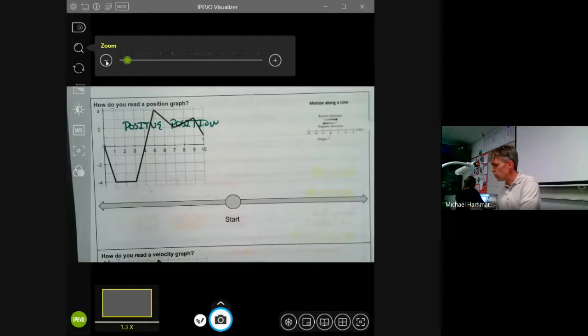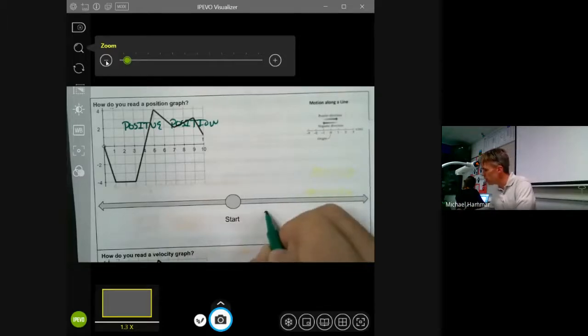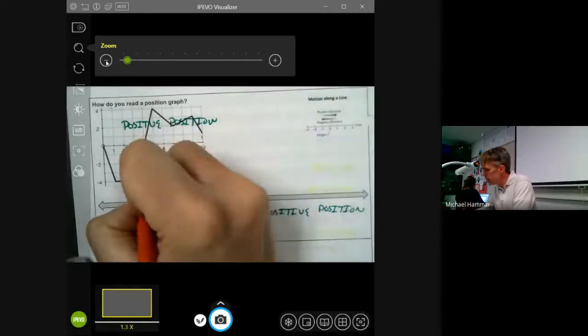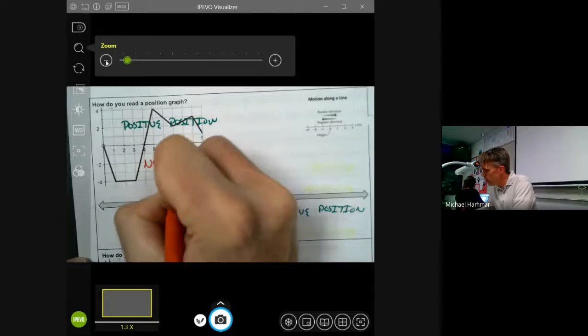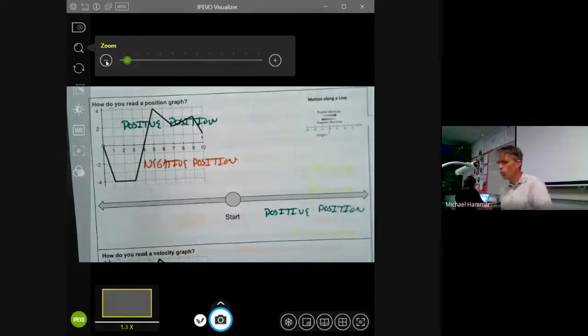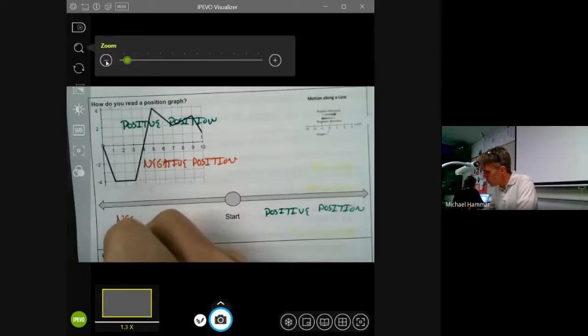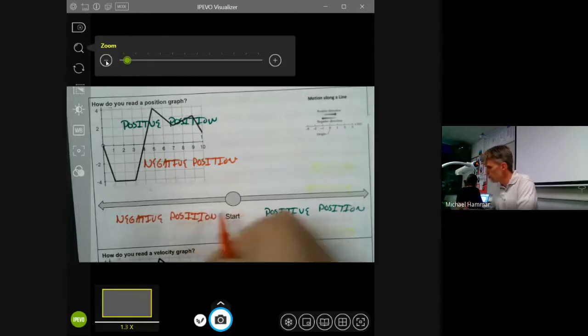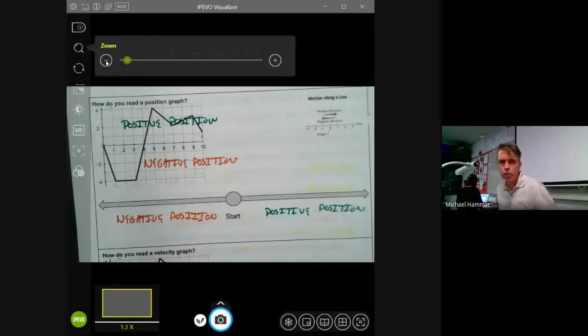So we have this object right down here. So positive position is going to be over here. Now, anything below it is a negative position. So what are you thinking about when you have a negative position? Well, if you have a start point, your negative position is always over here. So what is this object doing?